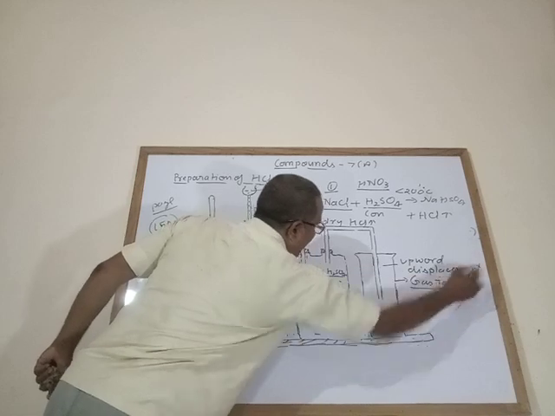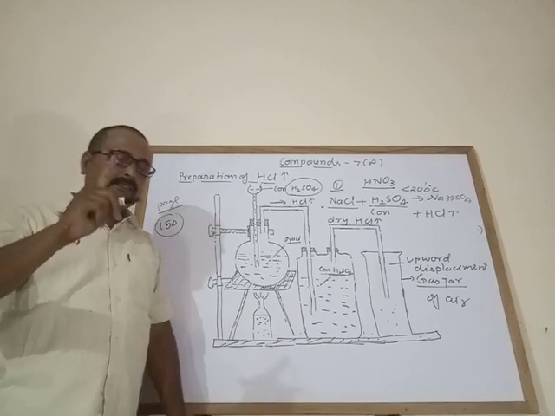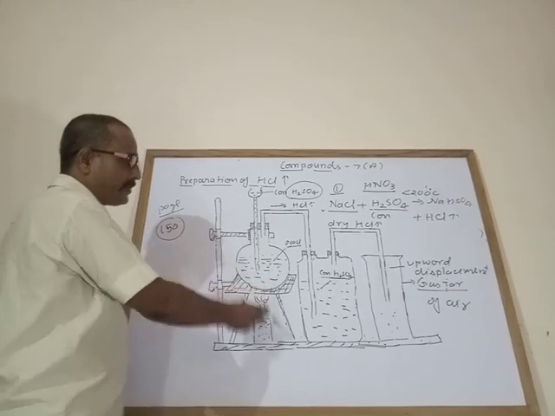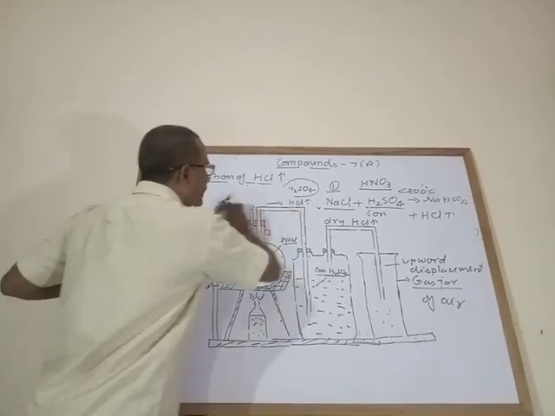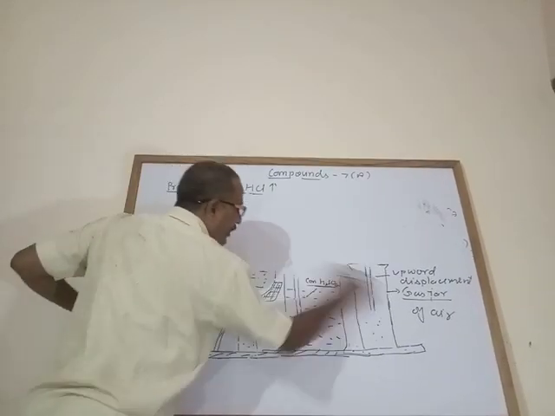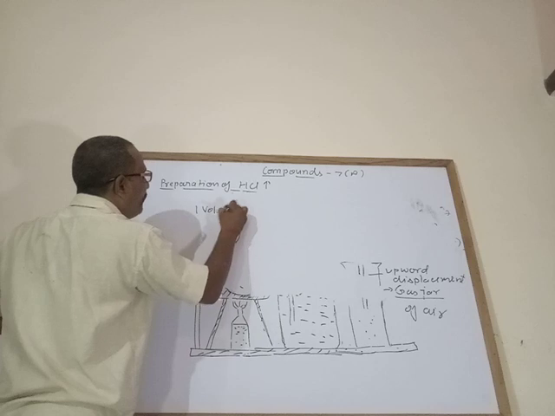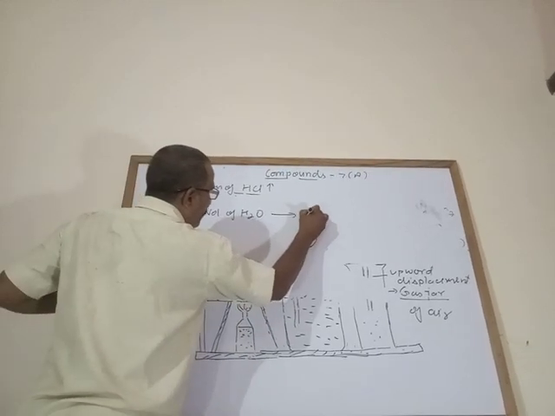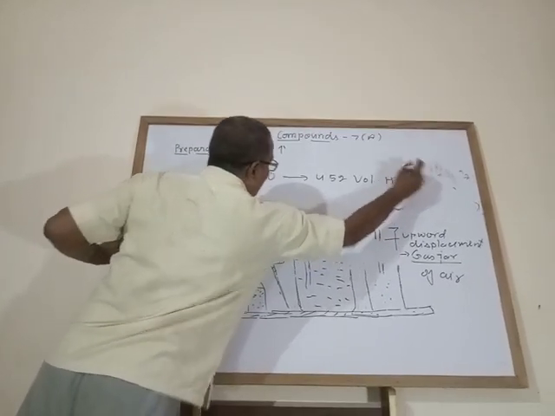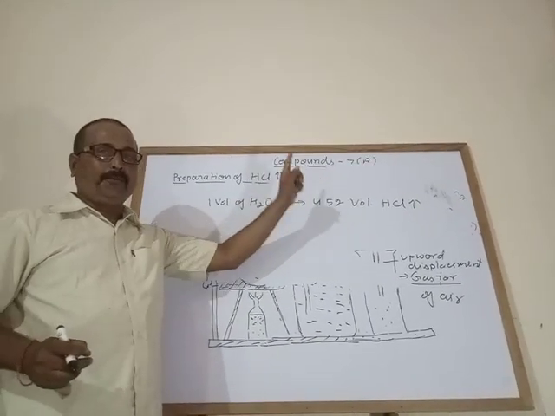Why is it not collected over water? That is a question. Why is it not collected over water? Because one volume of water can dissolve 452 volumes of hydrogen chloride gas. It means it is highly soluble in water. So we are not collecting it over water.